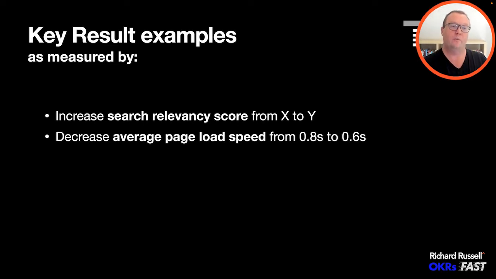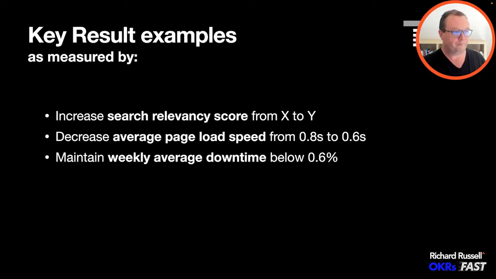Clearly, whatever you're doing here would be the thing that helps you get to the objective. So it's hard to assess these in the abstract without knowing what the objective would be, but we'll get to that. Maintain weekly average downtime below 6.6%. It doesn't matter what it was; we just need to maintain it at this. So potentially we're doing things like increasing performance, and while we're increasing performance, we also want to make sure we don't sacrifice reliability.